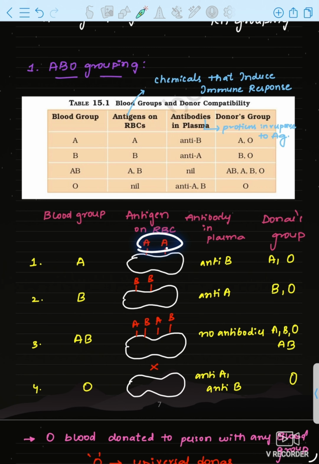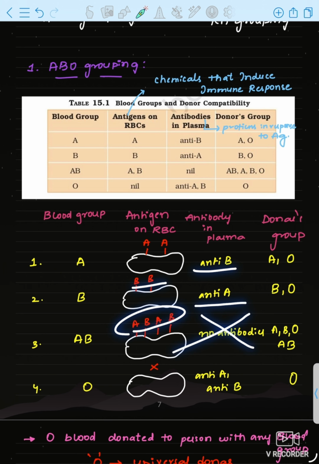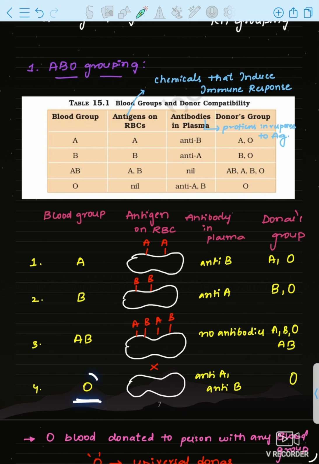See, antigen is A and antibody is anti-B. If the antibody is also A, then the agglutination process will occur. That is why A antigen means anti-B, B antigen means anti-A. Both the antigens are there, that is why no antibodies. And we know that O blood group has no antigens, that is why both the antibodies are present, okay.